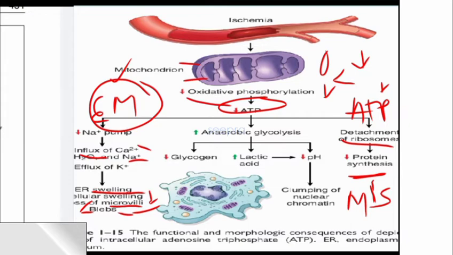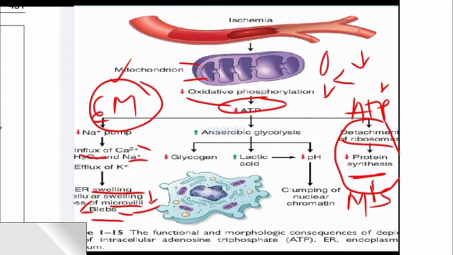What other things can happen? This is the cell membrane, this is the endoplasmic reticulum. Inside the endoplasmic reticulum, protein synthesis is decreased and misfolding of proteins occurs. The loss of villi and bleb formation is the first microscopic finding of reversible cell injury.